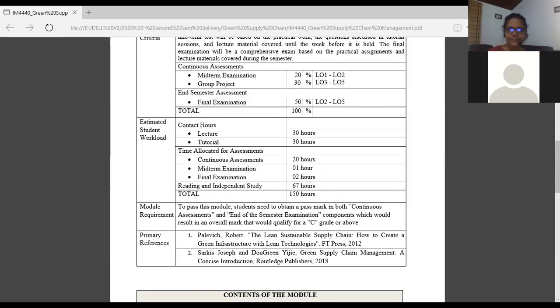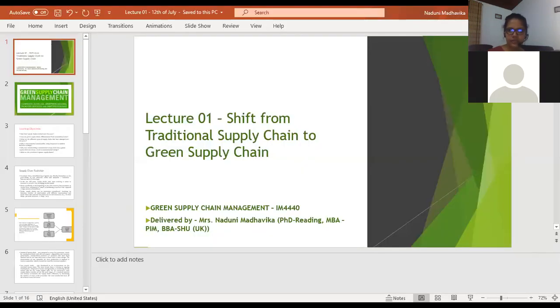Now we'll move to the first lecture. Okay. All of you can see the lecture slides, right? Yes, miss. Okay. So in the first lecture, we are going to discuss basically the shift from the traditional supply chain to the green supply chain. But before moving into the traditional supply chain or the green supply chain, now that you are in the last semester of your degree program, can someone please tell me what is meant by a supply chain?